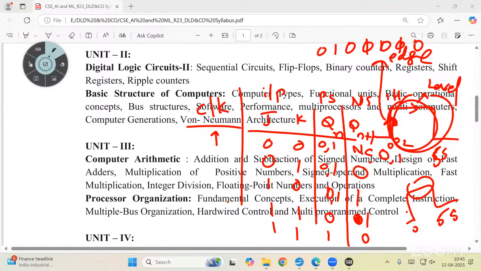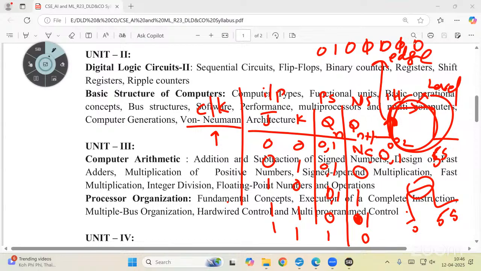And the D flip-flop. T stands for... T flip-flop, T stands for... Someone said it correctly. Toggle. T stands for toggle.